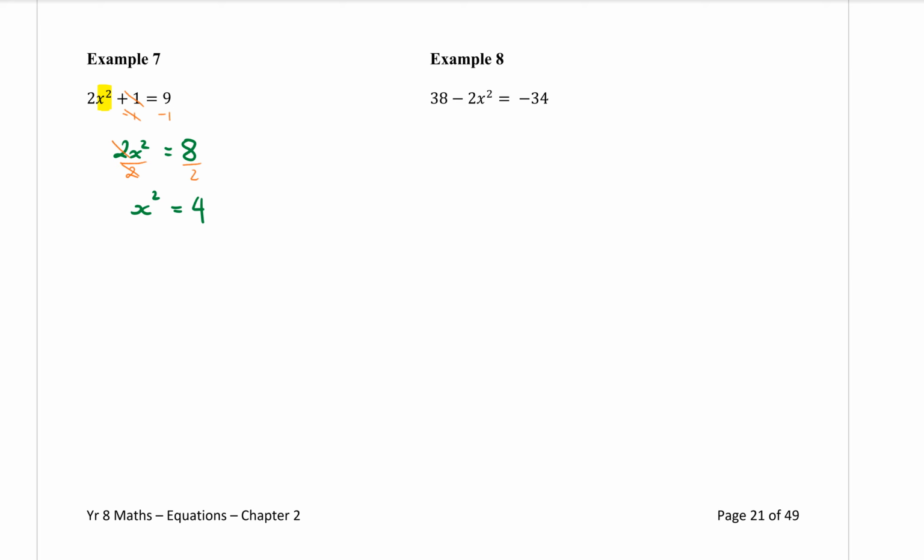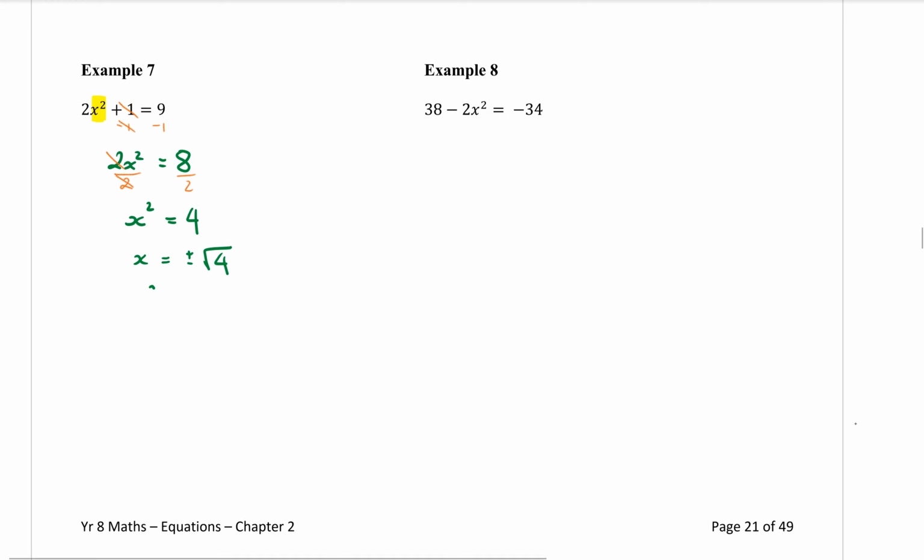Now that the x squared is finally by itself, it's like all the other questions that we've done. To get rid of the squared, we do a plus or minus square root of 4. Can we square root 4 nicely? Yes, it is 2. So the answer is x equals plus or minus 2. Okay, so you've just got those extra steps at the beginning to get the x squared by itself. So let's try that again.